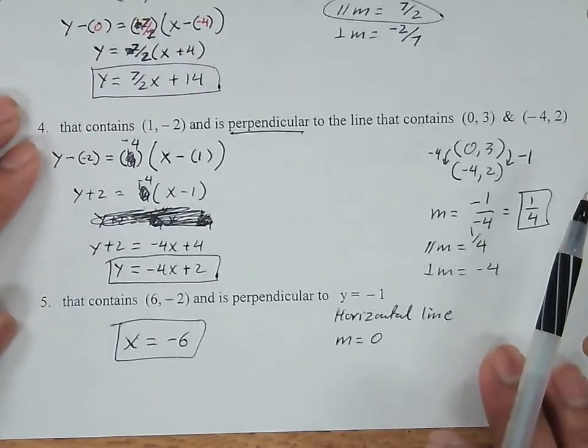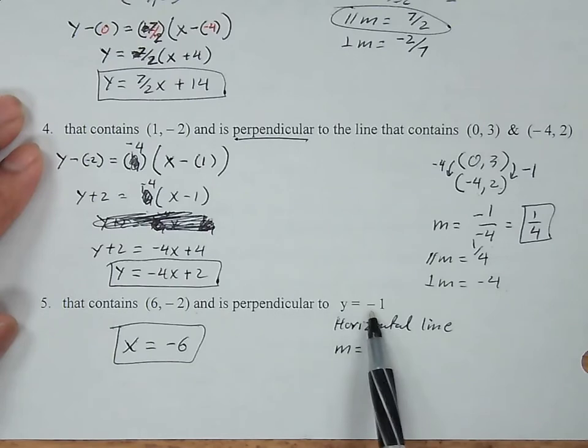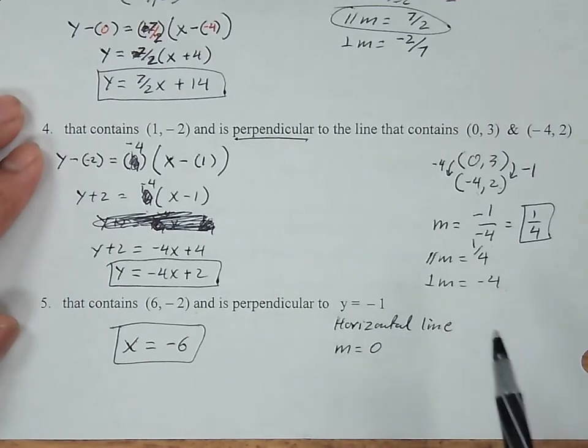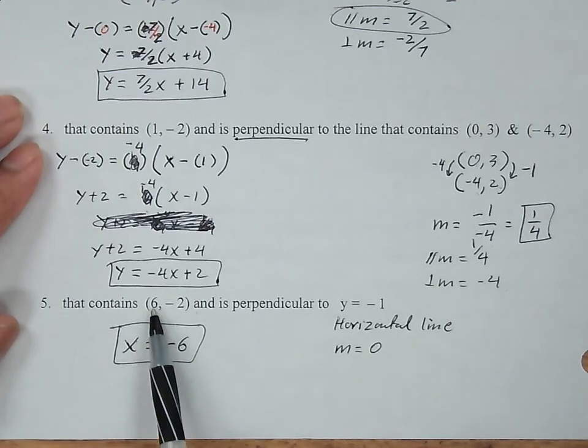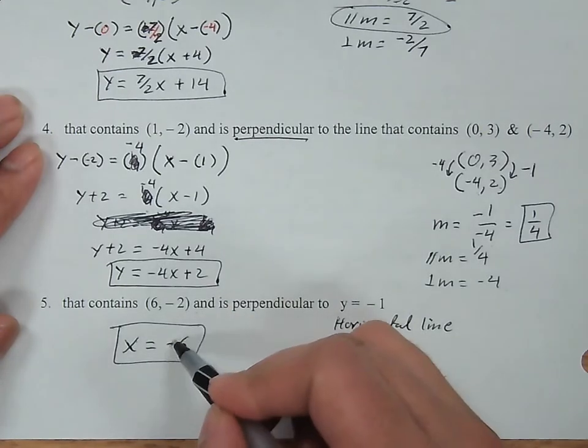And the last problem there: this contains the point (6, -2) and is perpendicular to y equals -1. Wait a minute, y equals -1, I remember that. It's got no x's, so that means that's a horizontal line. m is equal to 0. Well, what's a slope perpendicular to horizontal? That's going to be a vertical line. The equation for a vertical line is x equals some constant. Well, what does x equal? x equals 6, so the equation is x equals 6, not -6 right there.